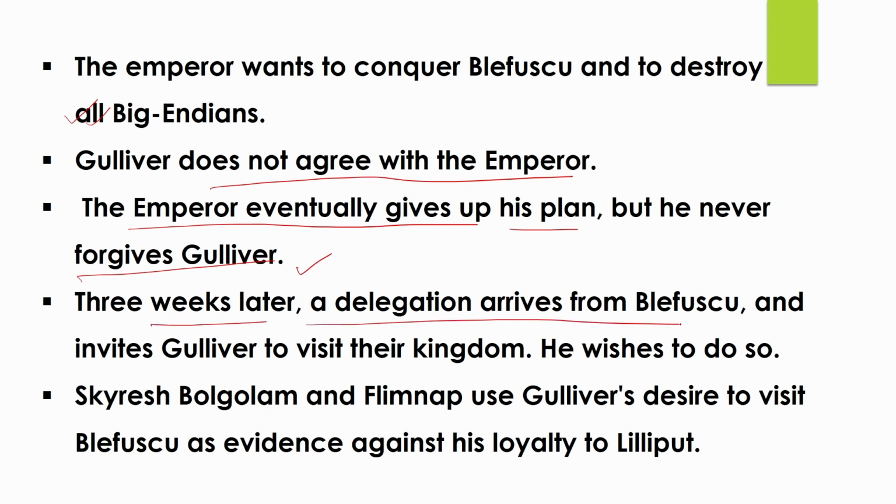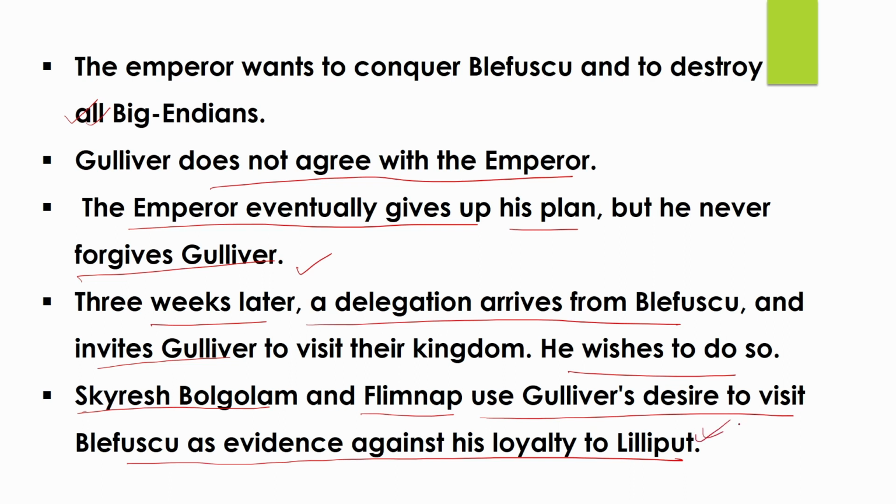Three weeks later, a delegation arrives from Blefuscu, and the war ends with Blefuscu's surrender. The Blefuscu delegates also ask Gulliver to visit their kingdom. He wishes to do so, and the emperor reluctantly allows it. Skyresh Bolgolam, Gulliver's enemy at court, and Flimnap, the treasurer of the country, both use Gulliver's desire to visit Blefuscu as evidence against his loyalty to Lilliput.